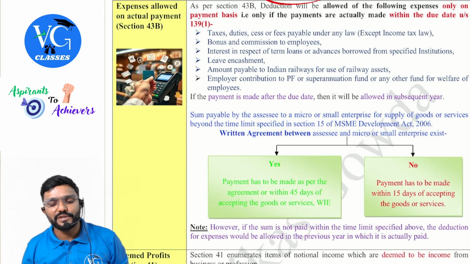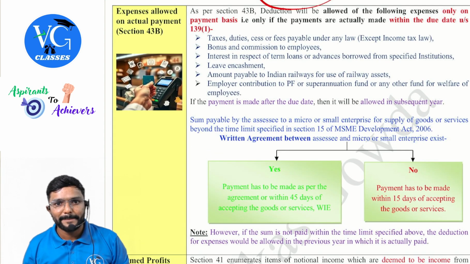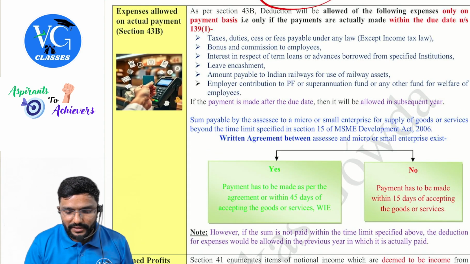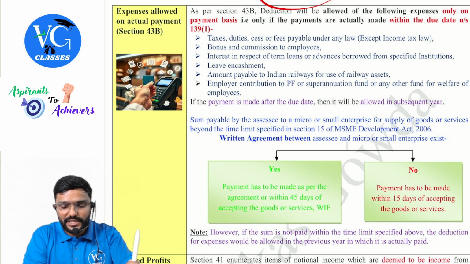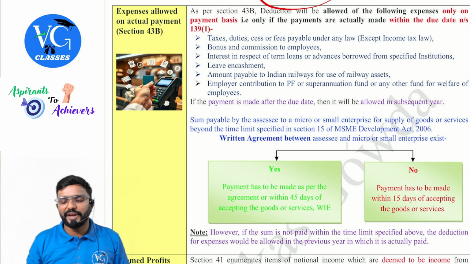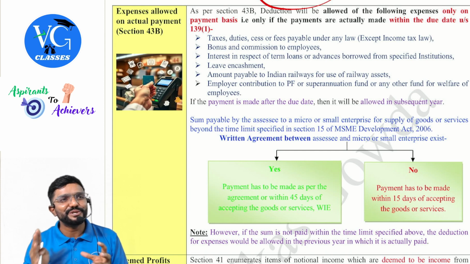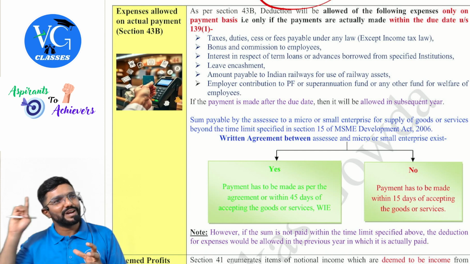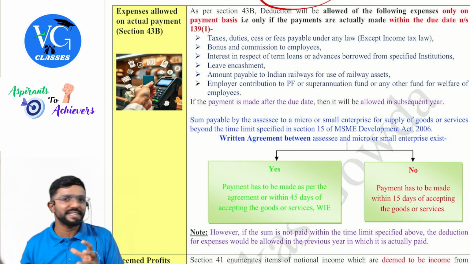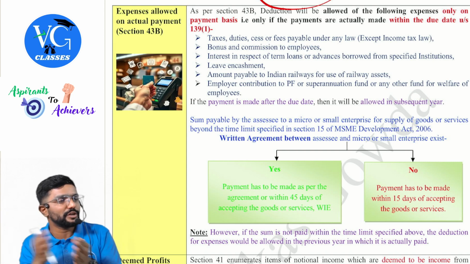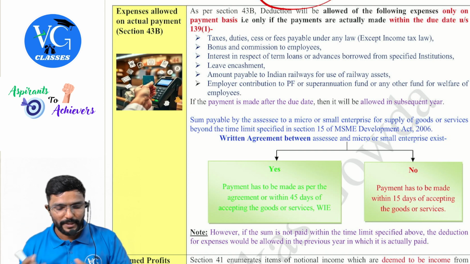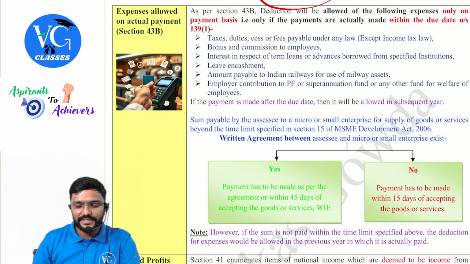Which are those expenses, sir? Let us see. As per section 43B, deduction will be allowed of the following expenses only on payment basis. That is, only if the payments are actually made within the due date under section 139(1), which I already told you. That is why, guys, because they are giving reference to due dates, I just went to the assessment procedure chapter, touched the due dates and came back, because it is good for you to know the actual due dates to connect the topics.